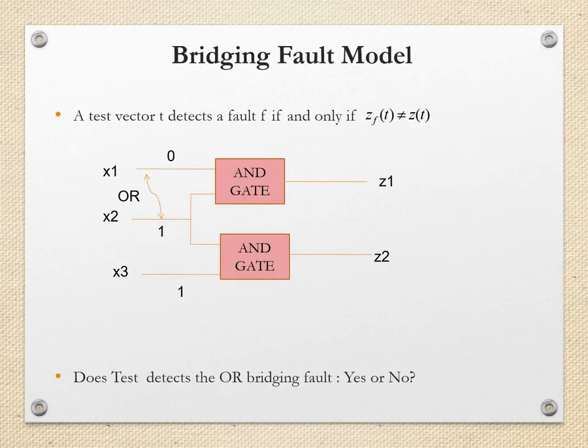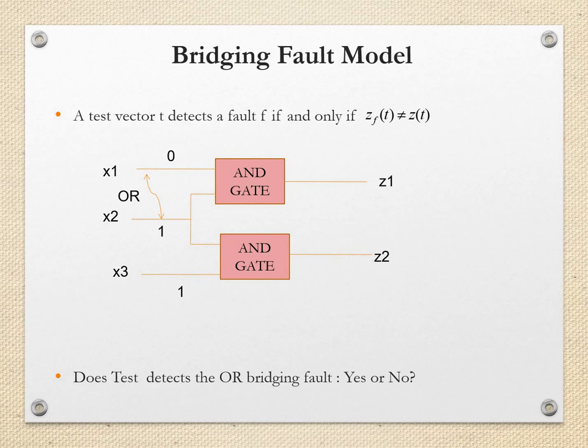So this is one example of bridging fault model. We have the circuit which consists of two AND gates. The inputs are x1, x2, x3. One input x2 is common to both the AND gates, and the outputs of the AND gates are z1, z2.